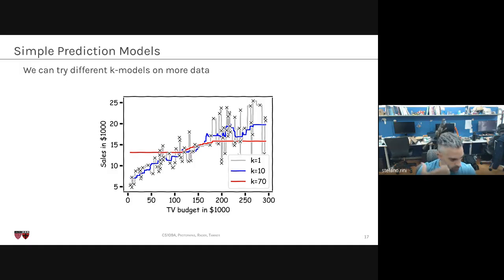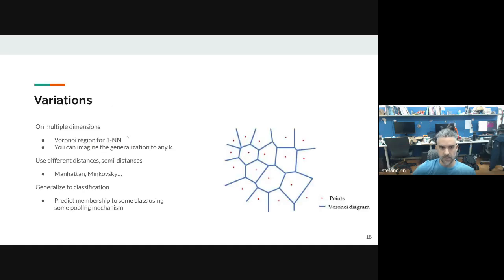So we are not really using the information in the data set to do the prediction apart from one number, which is the average sales in the data set. Okay.